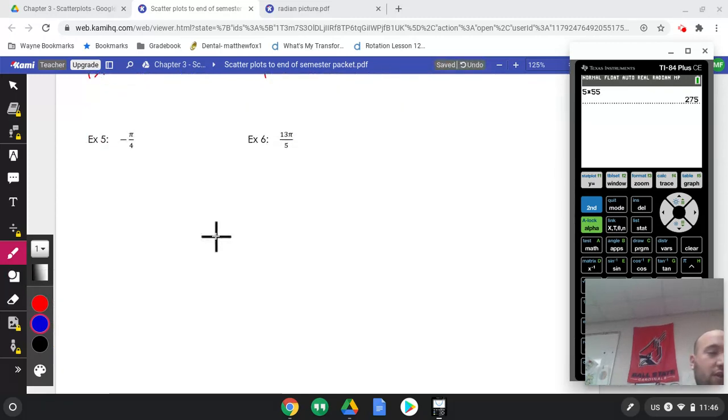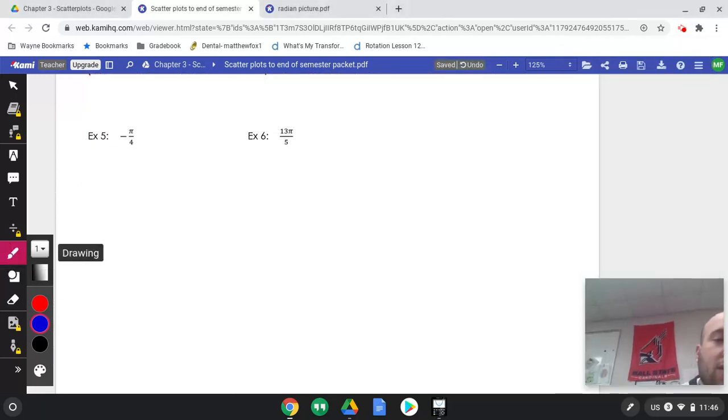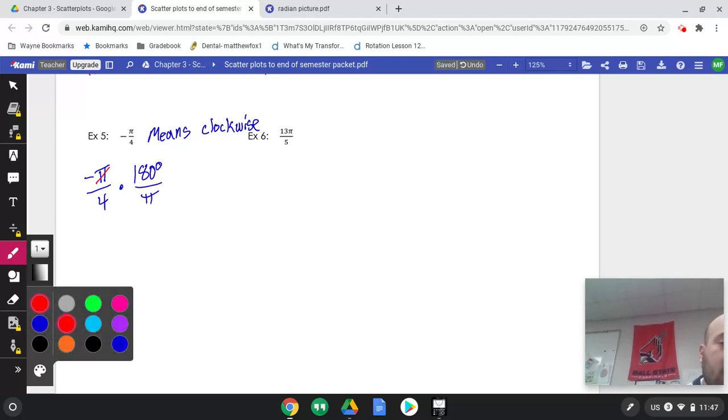All right, 2 more. Once again, this negative sign means it's going to go clockwise, if we were drawing this on a shape. So negative pi over 4. Once again, we're always going to times it by 180 degrees divided by pi. Pi will cancel with pi. And at this point, like last time, 4 goes into 4 one time. 4 goes into 180 45 times. And our final answer then is going to be negative 45 degrees.